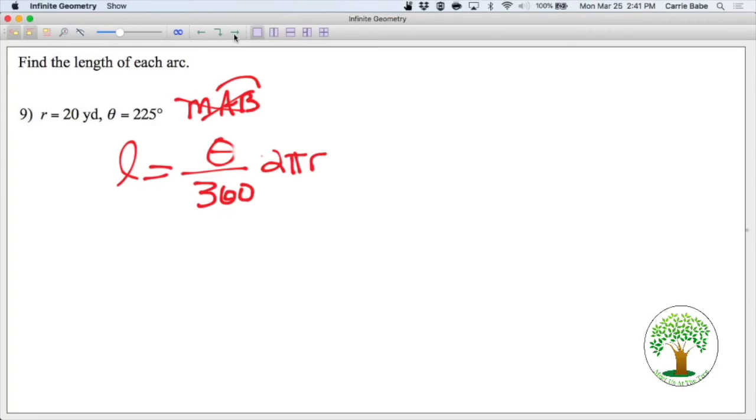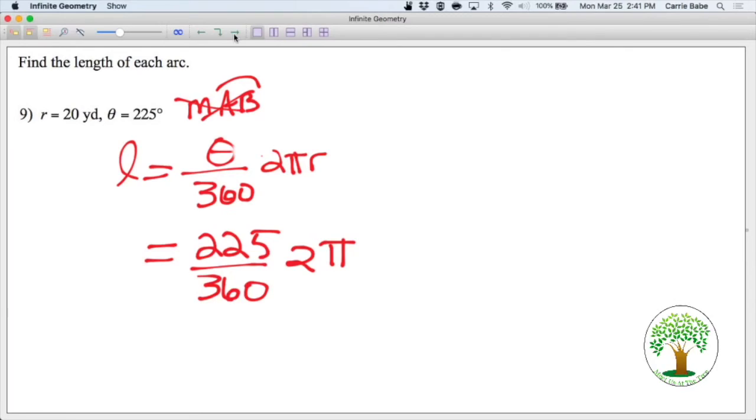All right, let's do number 9. 20 is the radius, and what is theta? 225. So we're going to go 225 over 360 times 2 pi times 20. Now, am I putting the pi in my calculator or not? No. How do you know? Because we're still under the same instructions, and it doesn't tell us to round at all. So we're leaving pi in it. You're going to do the 225, the 2, and the 20. Make sure you turn it into a fraction when you're done after you divide by the 360, and tack a pi on when you're done.